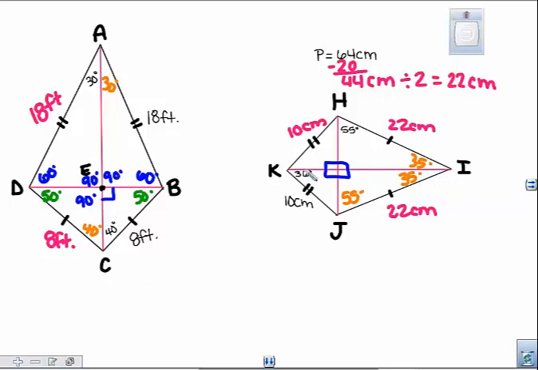In these triangles, the bisect means that this is 36 degrees.